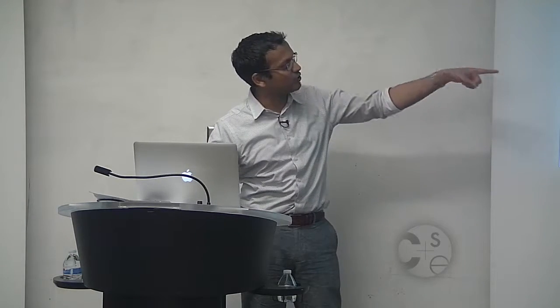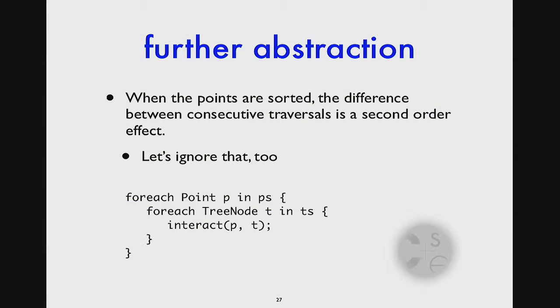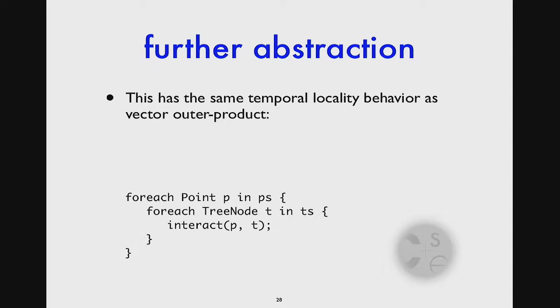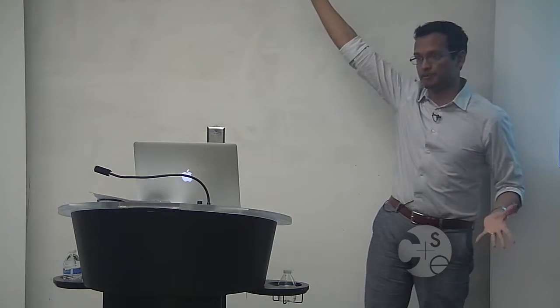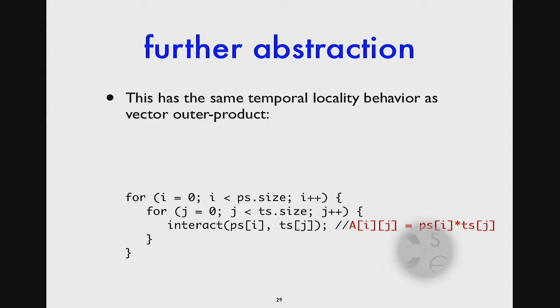So rather than asking the oracle for every point, let's just assume that every point does sort of the same thing. So every traversal is sort of the same. So for each point P in PS, for each tree node T in TS, now the same TS, do this interaction. So here's my new super abstract computation. And what's interesting is that the behavior of this really abstracted computation is exactly the same as the behavior of a regular dense linear algebra operation, which is vector outer product, taking 2 vectors and multiplying them together to get a matrix.